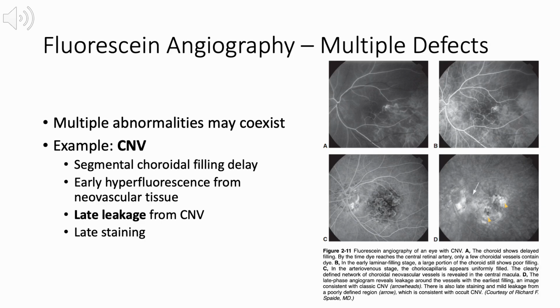Panel D represents the late phase, revealing leakage surrounding the earliest filling neovascular vessels, consistent with classic CNV, indicated by arrowheads. In addition, there is late staining and mild leakage from a less well-defined region, marked by an arrow, consistent with occult CNV. Together, these images emphasize that multiple fluorescein angiographic patterns frequently overlap in complex retinal disease.